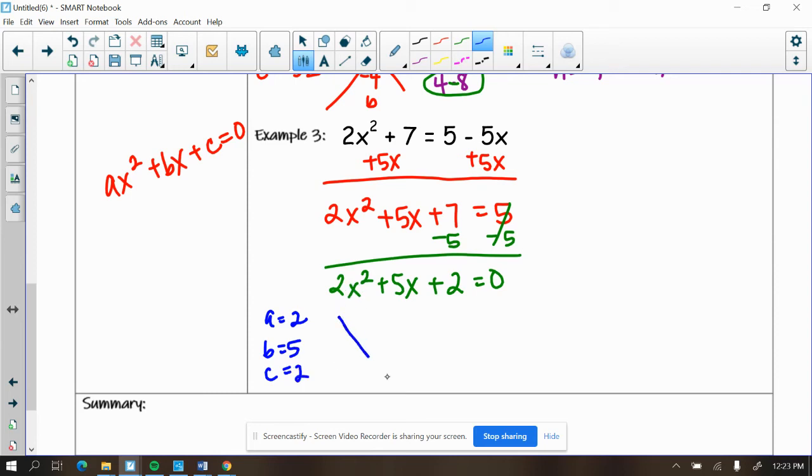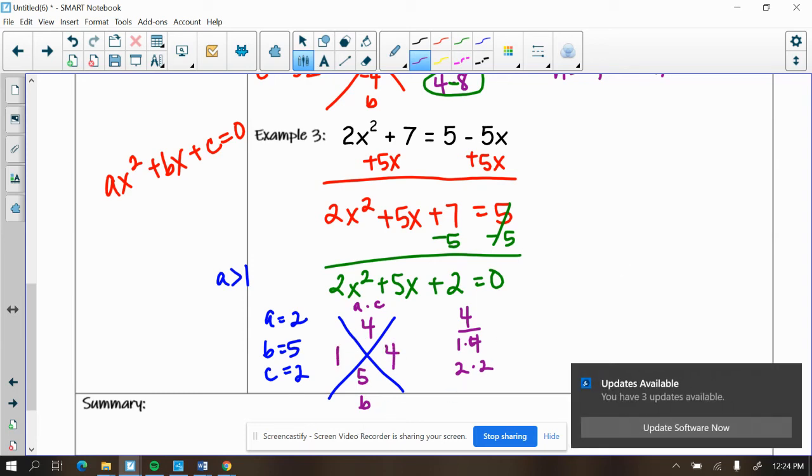So we haven't practiced factoring something when A is greater than 1 in a while, okay? So this means we need to remember that our top is A times C, our bottom is B. So A times C is actually 2 times 2 this time, so 4. B is 5. So what are the factors of 4 that add to be 5? Well, 1 and 4, or 2 and 2. Which one's going to add together to be 5? That one was pretty easy. 1 and 4, right? Oops.